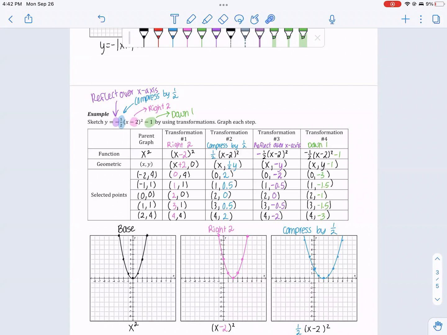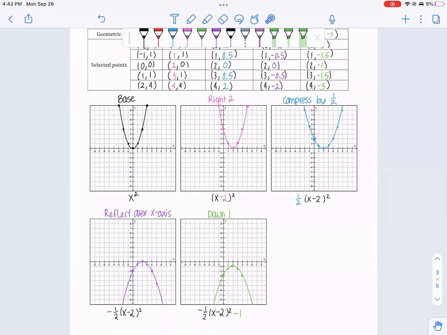All right, here is our final transformation. We are going down 1. That means we are subtracting 1 off the y value. So I took all these y values, I subtracted 1, and bam, there is our final function.